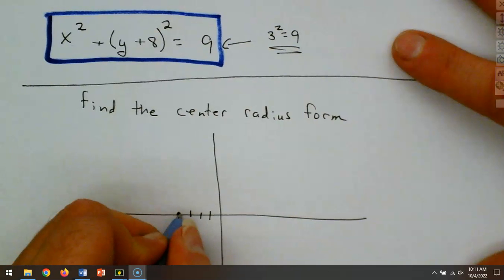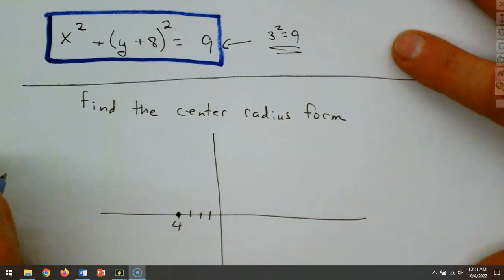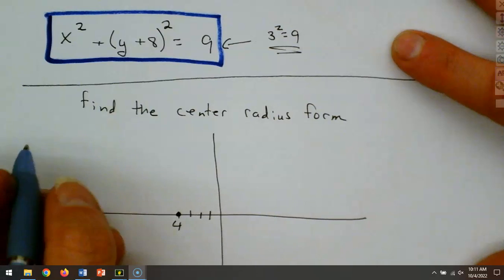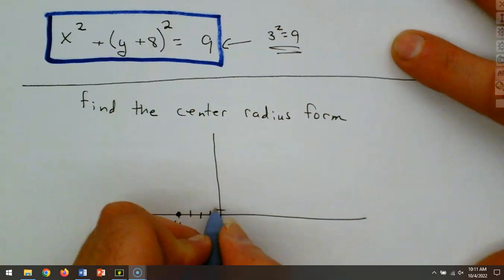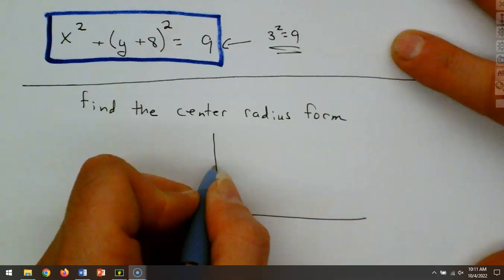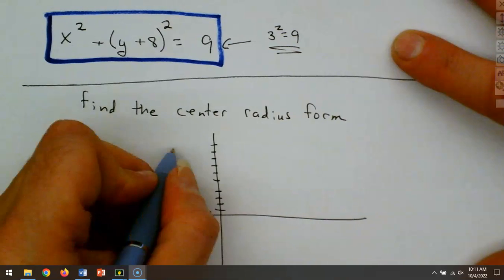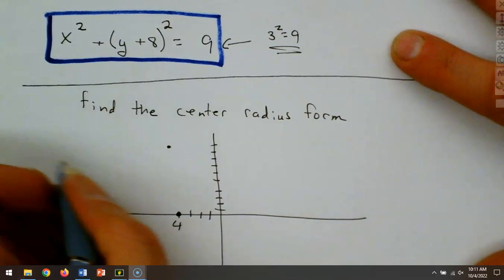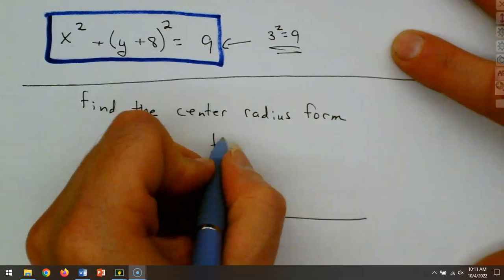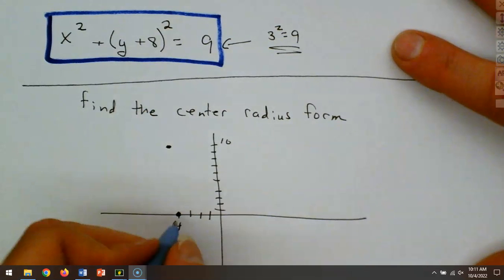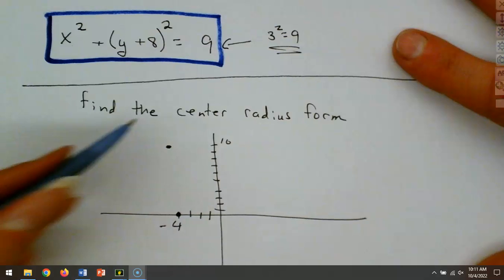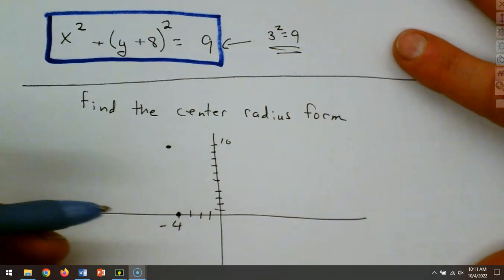Okay, so let's make one point right here. Let's go up. How about 10? So 1, 2, 3, 4. Okay, so it's going to be clear up here. Okay, that's going to be up there at 10. That's -4 there. Okay, and that's going to give us a radius of 5.